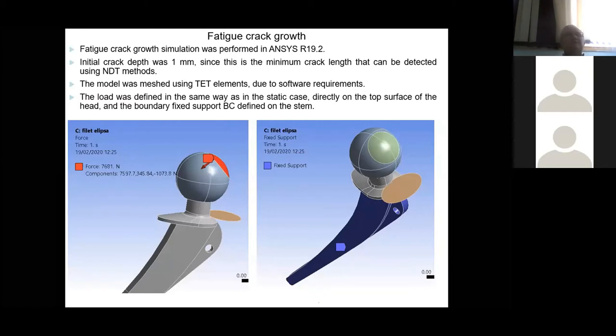We assumed the crack to be 1 millimeter. That is what I already mentioned a couple of times. We used elements for 3D analysis, and everything else was as for the static loading. So the crack was assumed, of course, here where the stresses were the highest and in tension. So you can see the force applied here and the fixed part of the component of the hip implant.